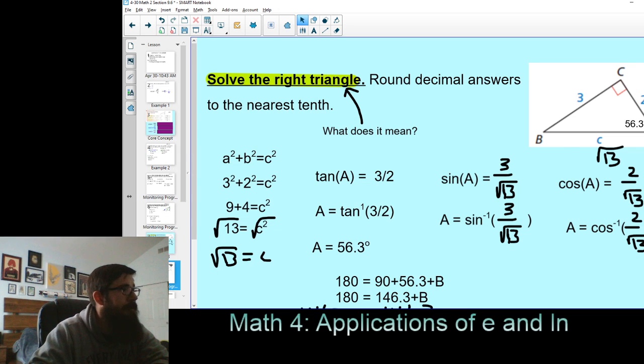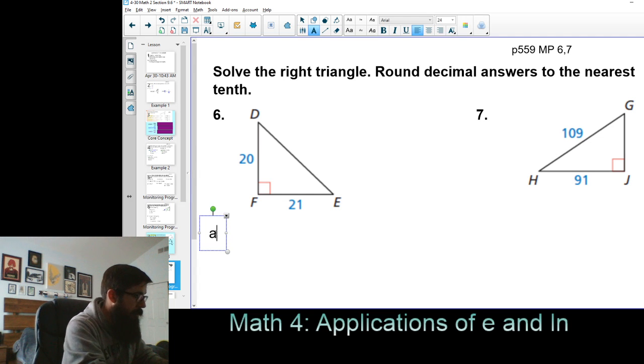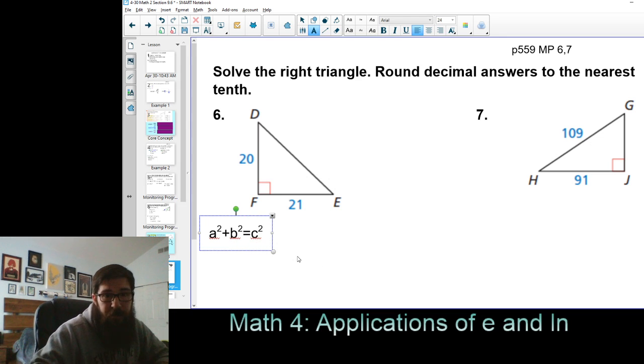Let's do a few more. These are page 559, monitoring progress number 6 and 7. We're going to start with number 6 here. This is another right triangle where I've got two legs. I'm going to go ahead and find my hypotenuse right away. Every time I'm going to do a squared plus b squared. That's, I think, the easiest one for me to find all these pieces.